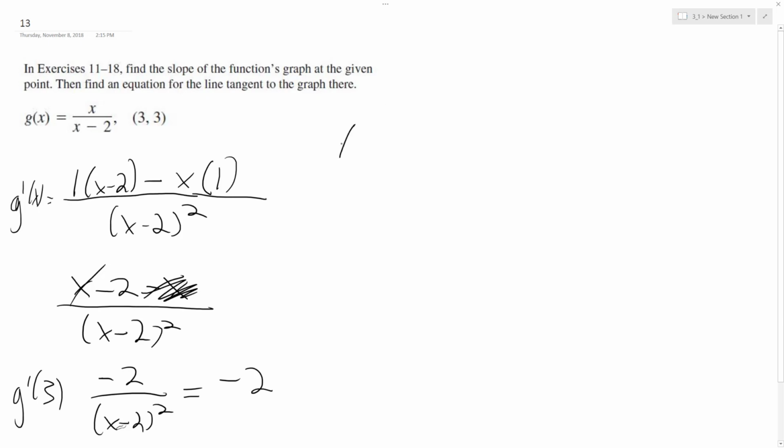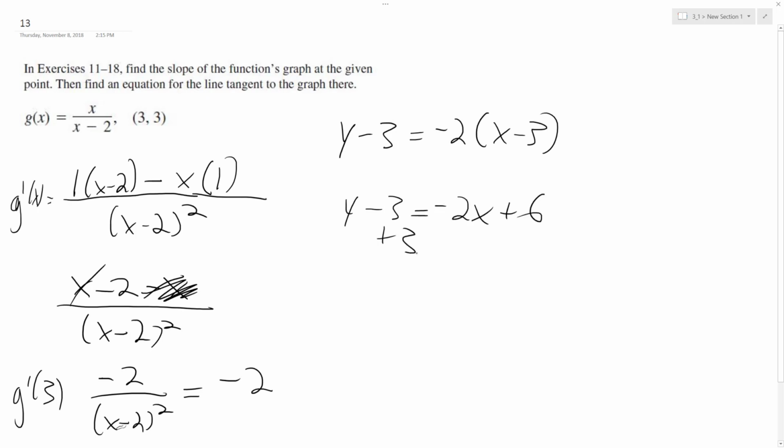So I use the point-slope form. y minus 3 is equal to negative 2 times (x minus 3). I get y minus 3 is equal to negative 2x plus 6. Add 3 to both sides. And I'm left with the equation of the tangent line, I should say, is y equals negative 2x plus 9. And that's it.